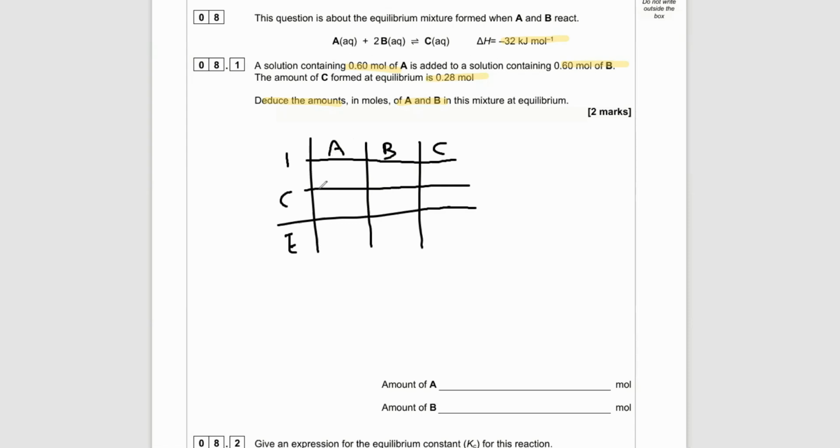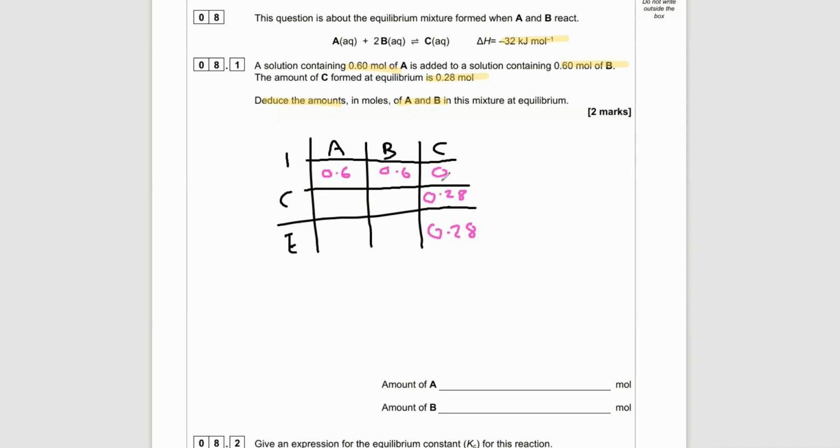Our initial moles of B at the start of the reaction will also be 0.6, right? Because we've just started the reaction. What about C, the product? Well, it has to be 0 at the start of the reaction because the reaction hasn't taken place yet. Now, how much does it change by? Well, we know C changes by 0.28 because we've been told there's 0.28 moles at equilibrium. So it added 0.28.